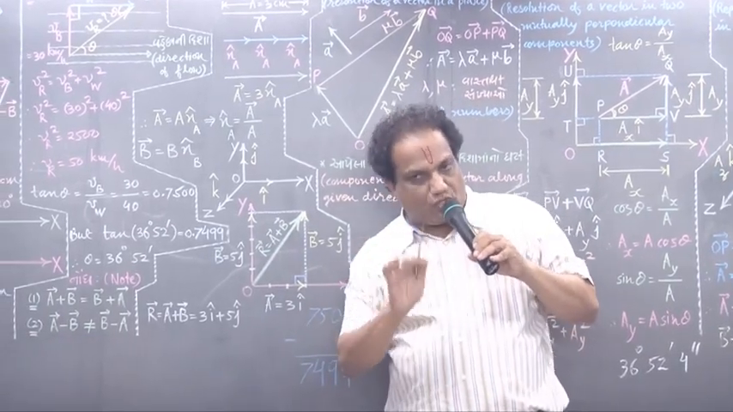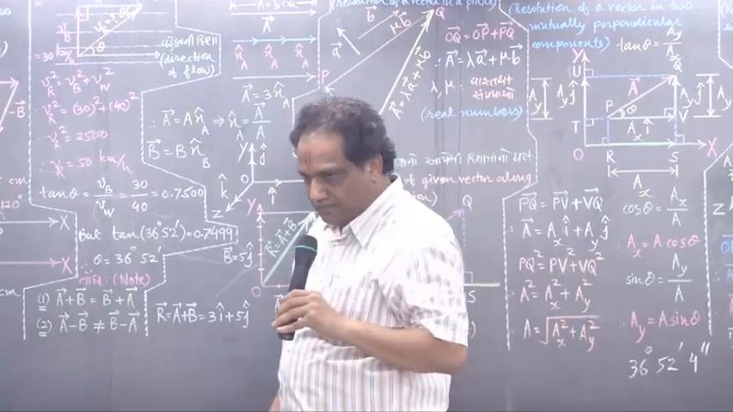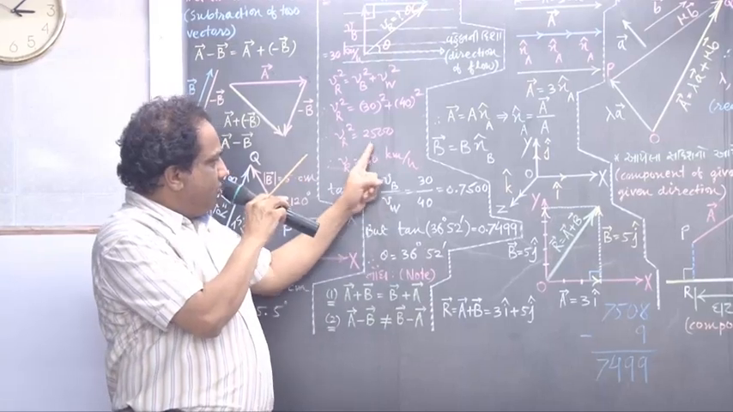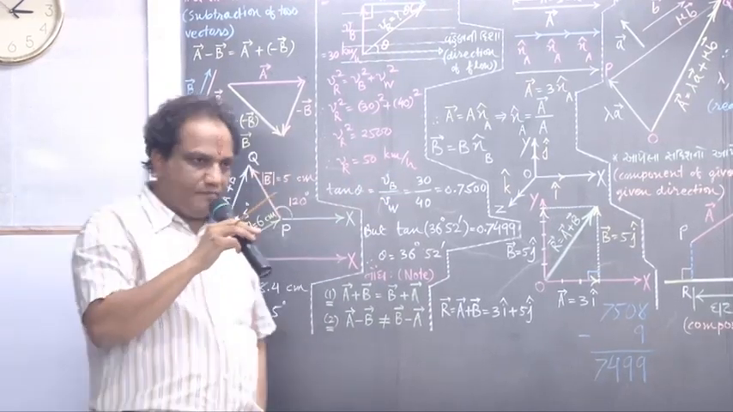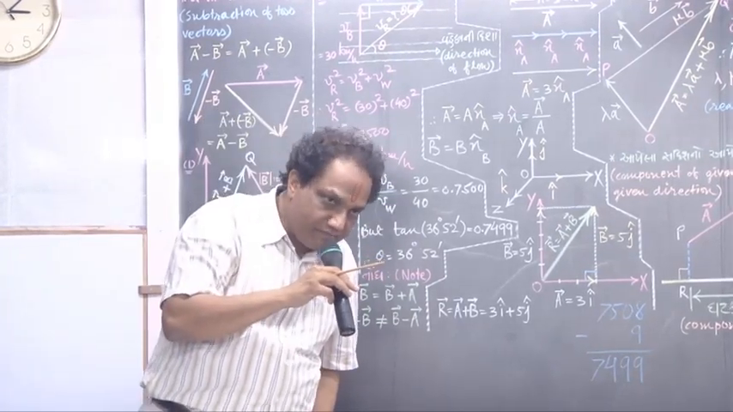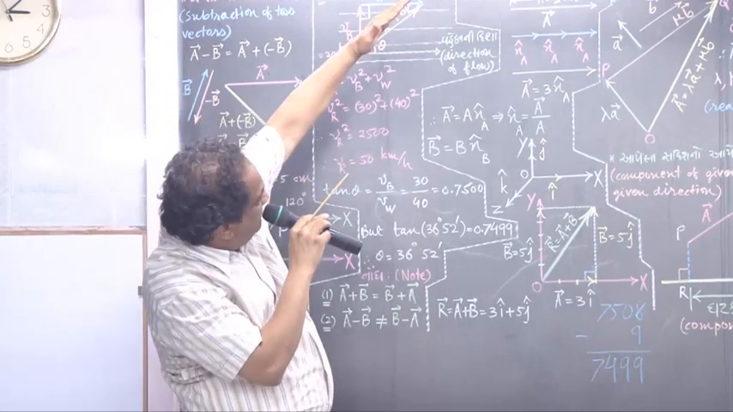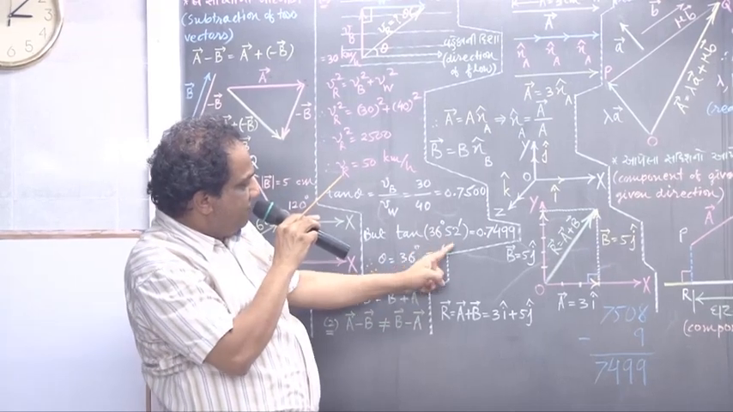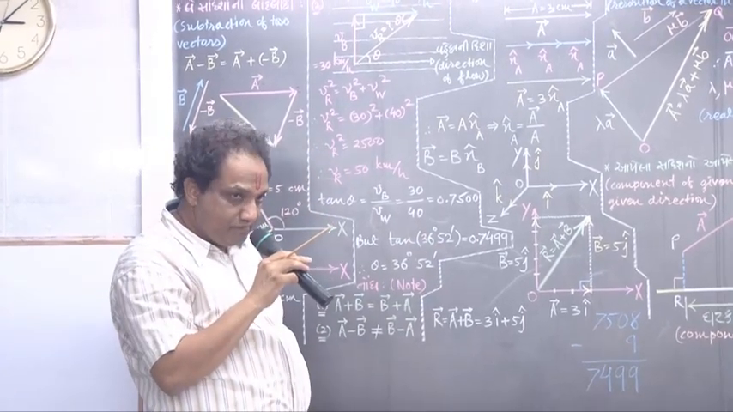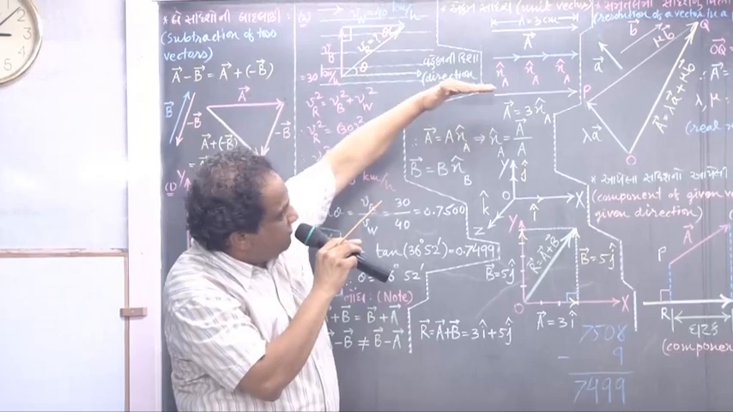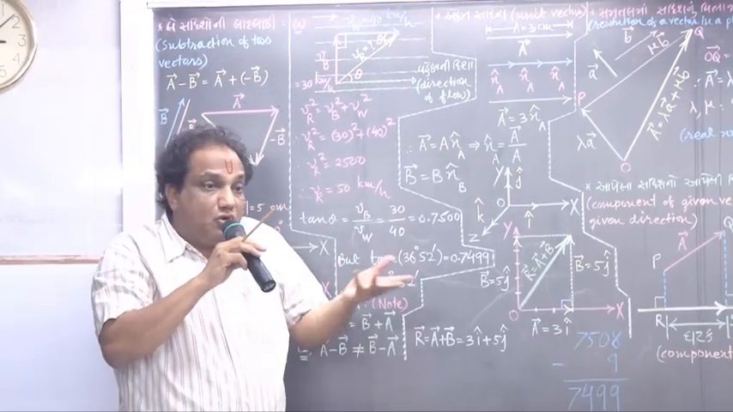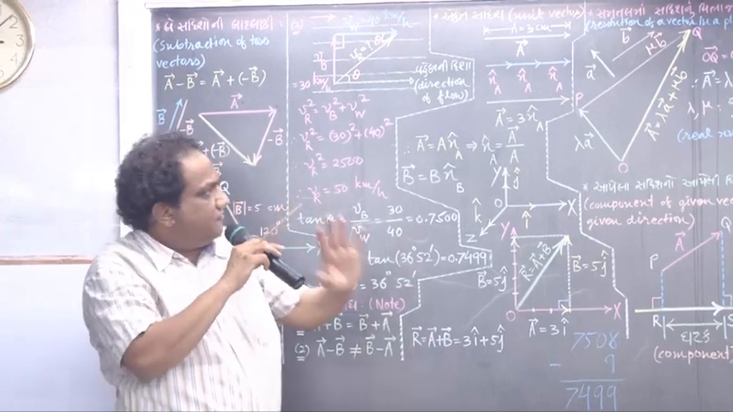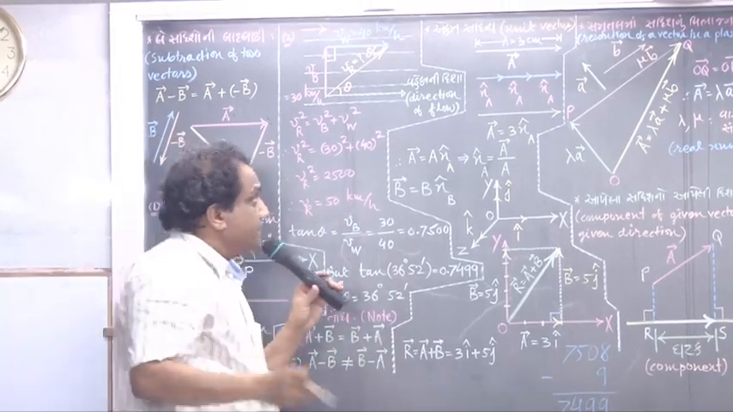resultant velocity of boat will have magnitude 50 km per hour, and it will be in the direction making angle 36 degree 52 minutes with the flow of water. So not only have we got direction, we have got magnitude also. Got it? Fine. Stop now.